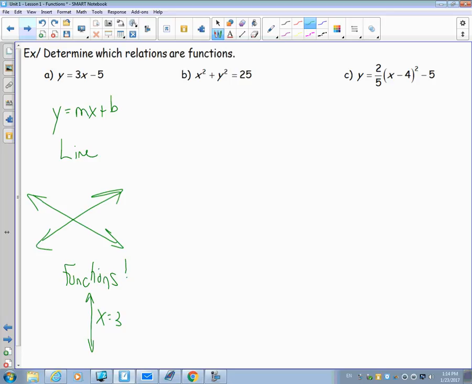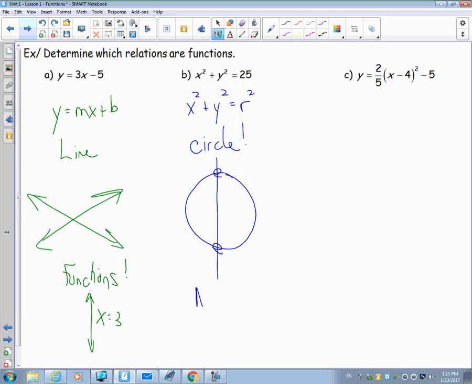And look at the second one. X squared plus y squared is 25. Again, I'm hoping you recognize this one as something we've seen before in grade 10. We saw it in this form: x squared plus y squared is r squared. That's a circle. Well, is a circle a function? Cross once, twice, it's never a function. It can't be a function.